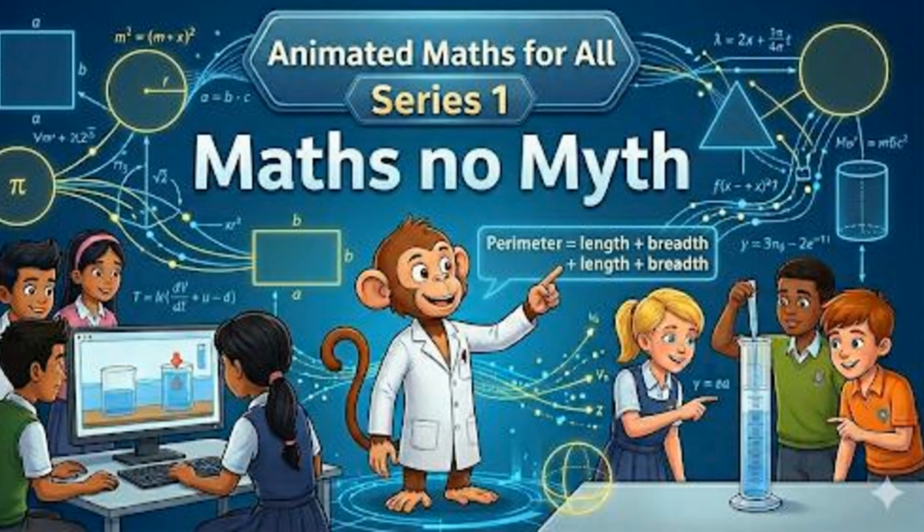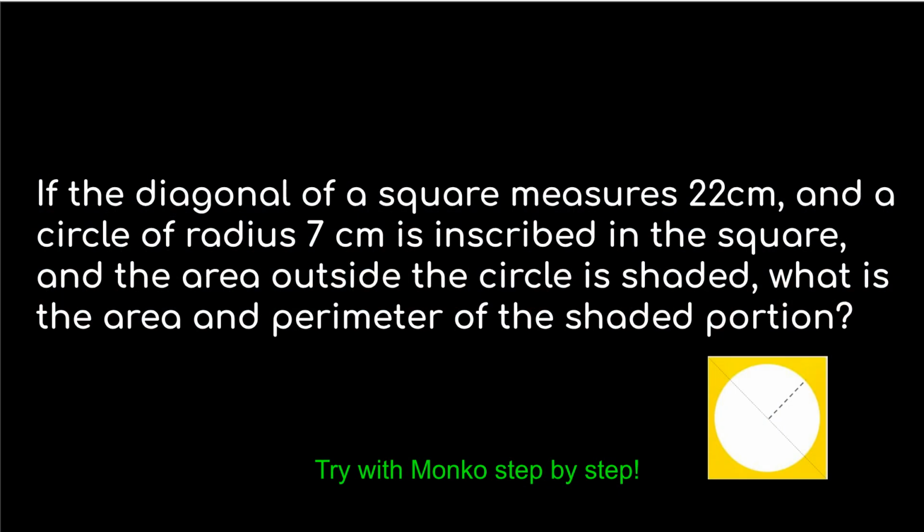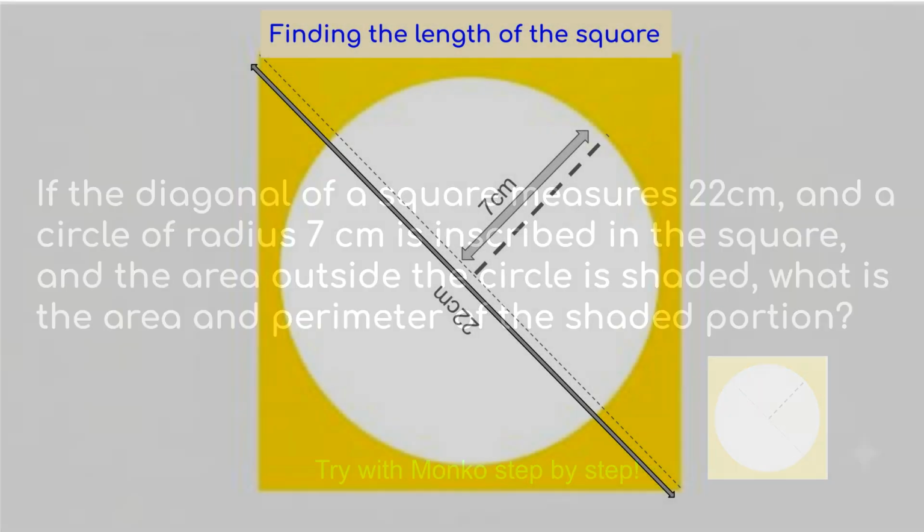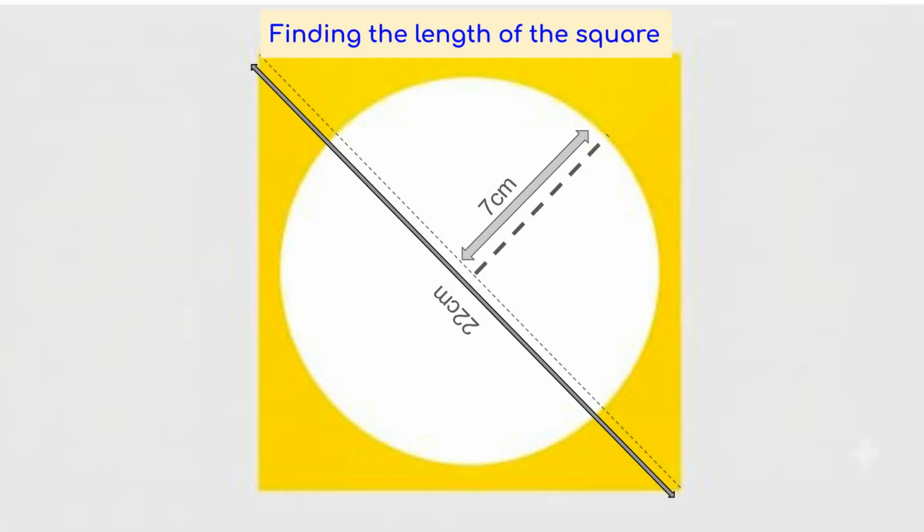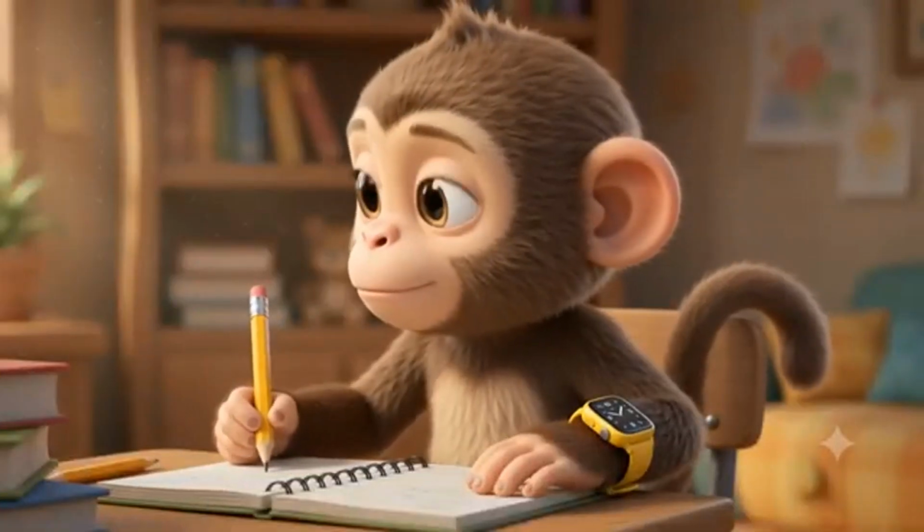Let's solve this problem step by step. If the diagonal of a square measures 22 centimeters and a circle of radius 7 centimeters is inscribed in the square, and the area outside the circle is shaded, what is the area and perimeter of the shaded portion? First, let's determine the length of the square's side.